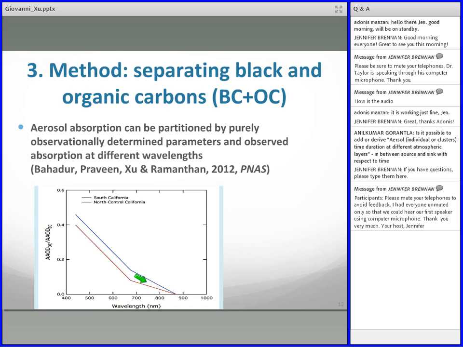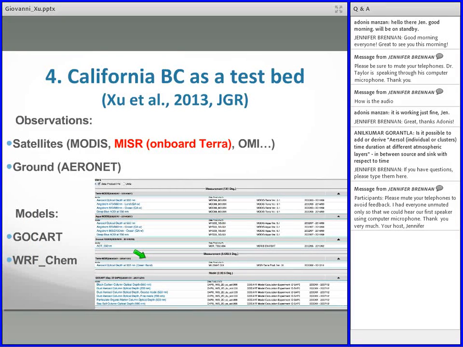But if you go to larger wavelengths, the brown carbon absorption is only 10% of black carbon. When I looked at the program of this online workshop, I found similar ideas have been used by oceanographers who look at ocean color remote sensing data sets, trying to understand the contribution of phytoplankton and non-phytoplankton components of the ocean color. I think that's basically a similar idea. So for the rest of my talk, I will showcase a study which applies this method to California.